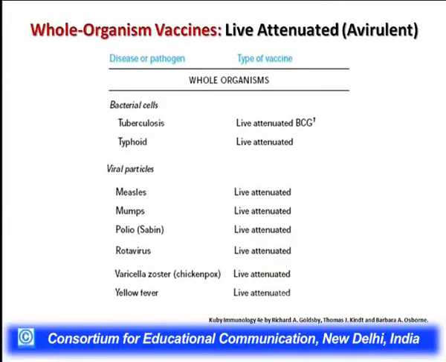Now, let's come to some of the live attenuated forms of vaccines, the whole organisms. Among bacterial diseases, the live attenuated vaccines are for tuberculosis, which is BCG. Then for typhoid, it is also a live attenuated vaccine. For viruses, it is measles, mumps, polio, rotavirus, yellow fever. So there are vaccines available for all these diseases, which are basically live attenuated forms.